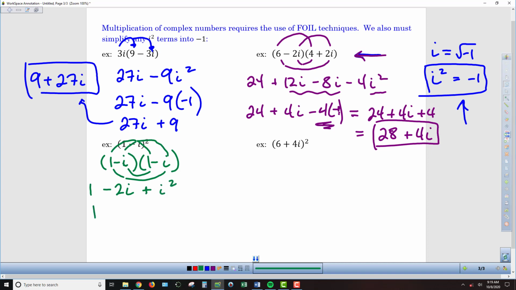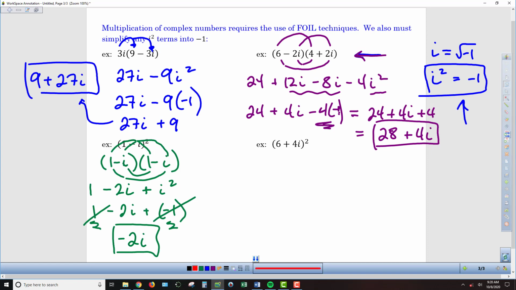So I've got 1 minus 2i, and then my i squared is going to get replaced with negative 1. So instead of plus i squared, I swap that out for a negative 1. And so now I gather my like terms. Well, the 1 and the negative 1 here cancel each other out. Those are gone. And so we're left with just negative 2i as our answer.